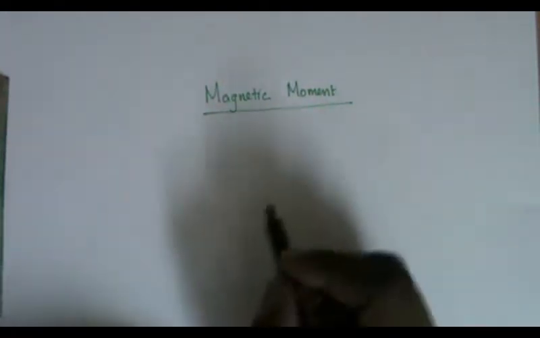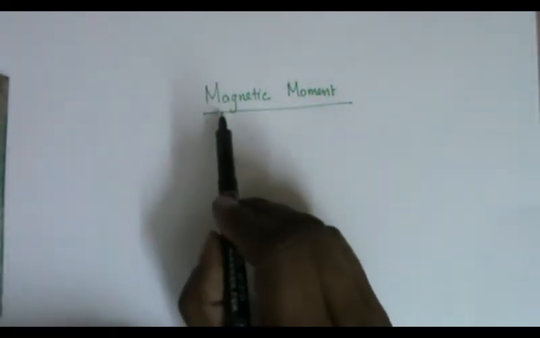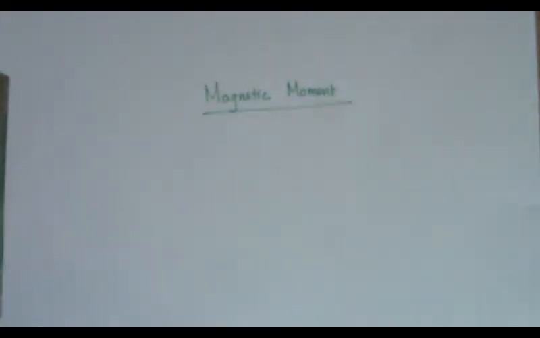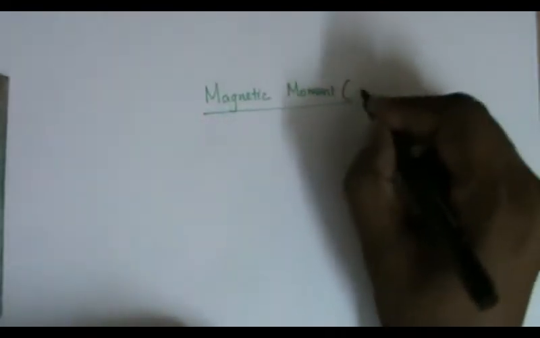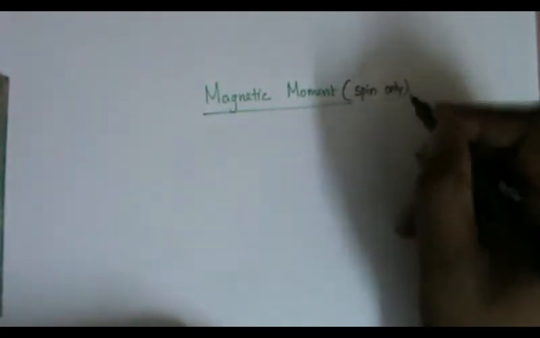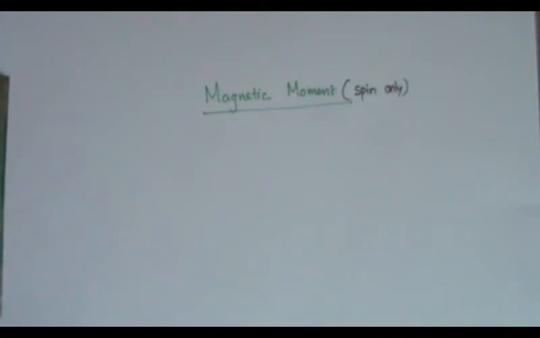In this video, we are going to discuss the magnetic moment of complexes. We go for spin-only magnetic moment. This is very often asked in the CSIR exam. The concept is very simple. Whatever you have to remember is very simple. It is a very simple formula.